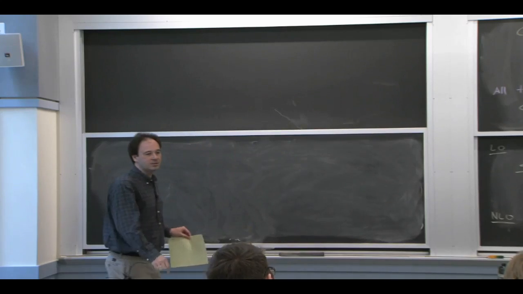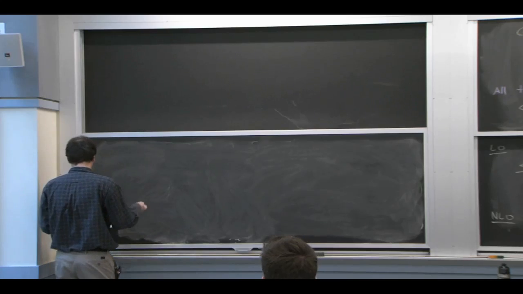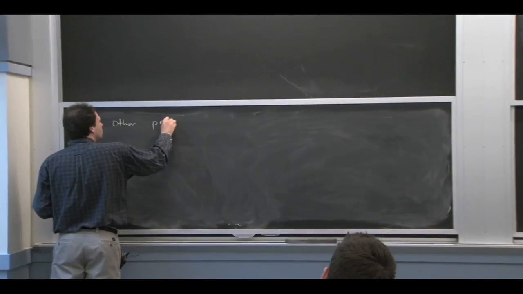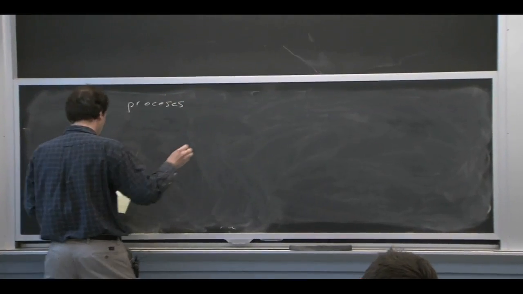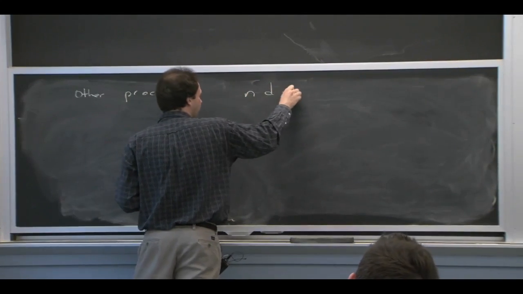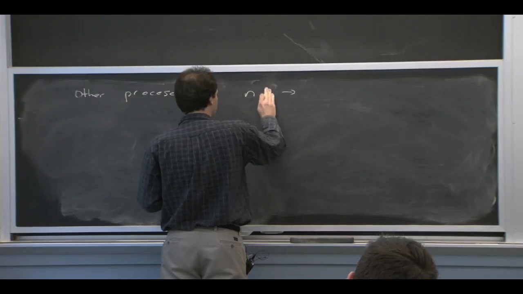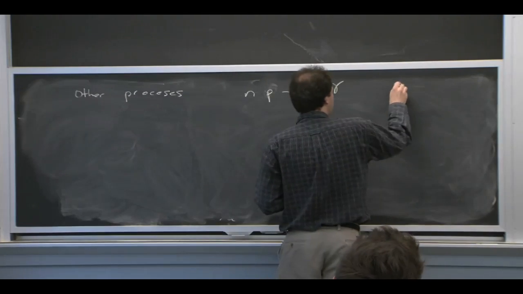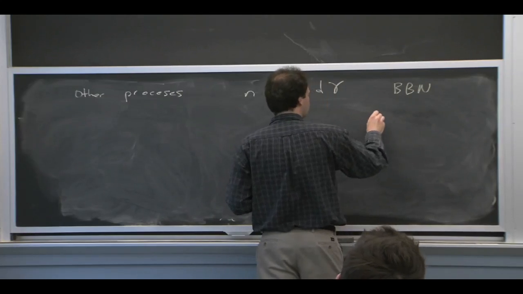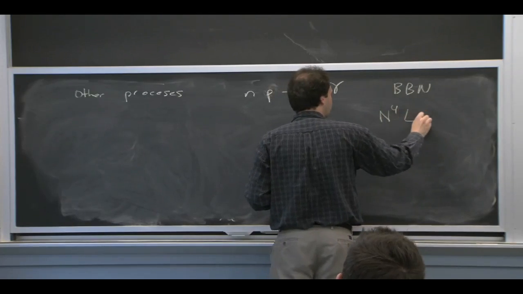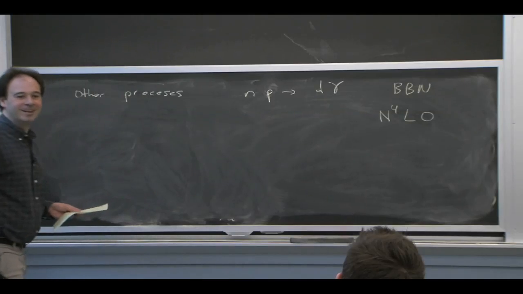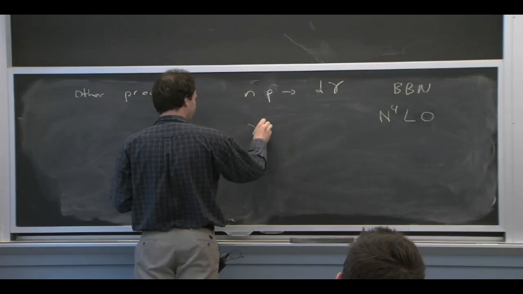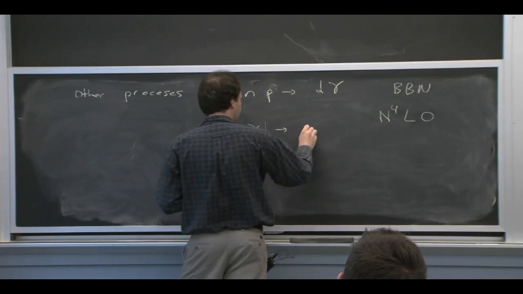And this theory has actually been used to do phenomenology. Just to give you some examples of that, you can do a process like neutron on proton produces a deuteron and a photon, which is something that shows up in Big Bang nucleosynthesis. It's been calculated to N4LO in this effective field theory. And it provides the most accurate way of determining the process for Big Bang nucleosynthesis.